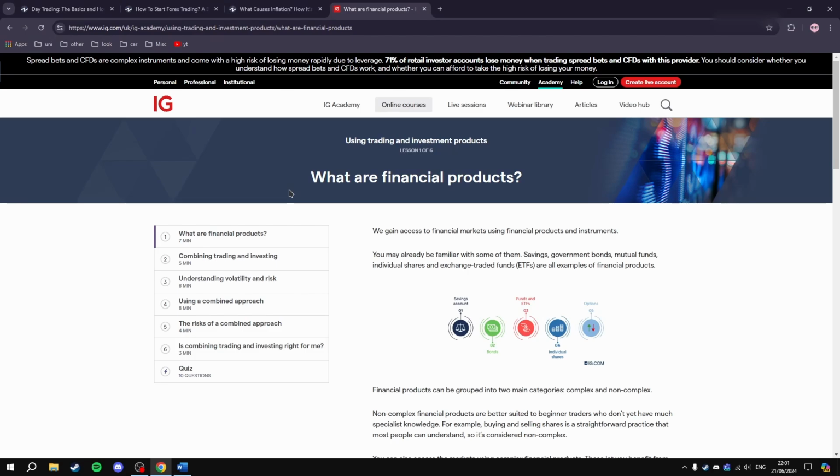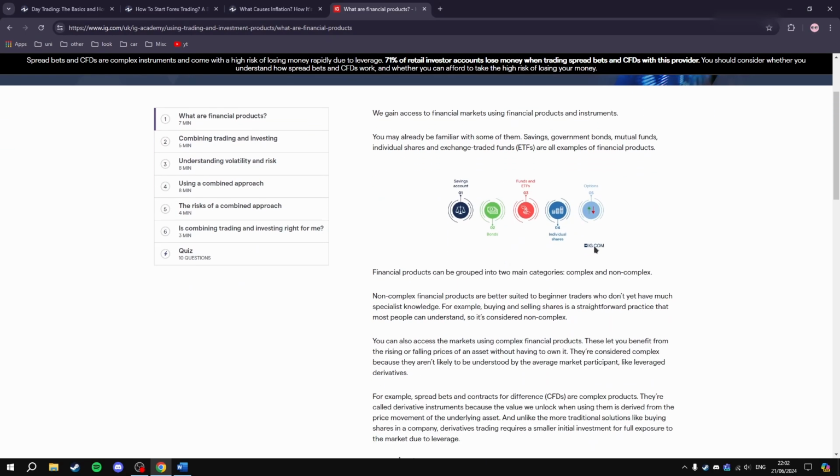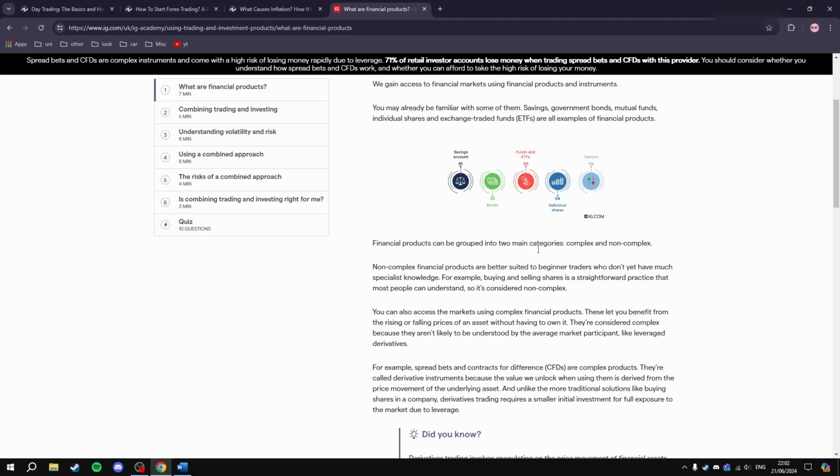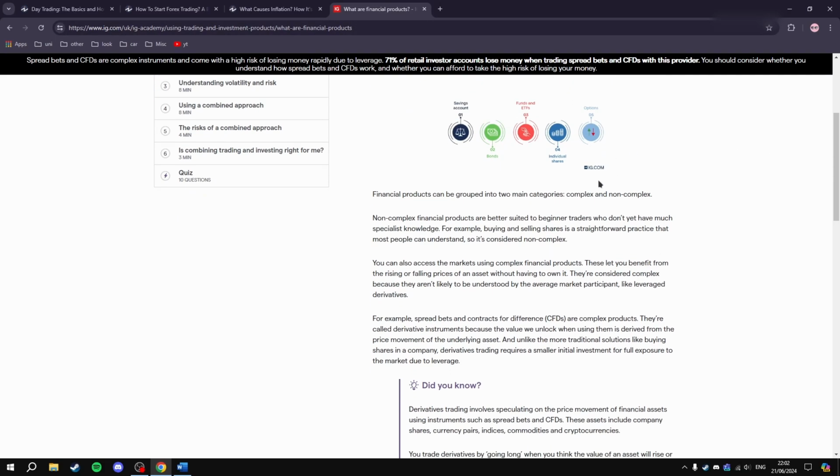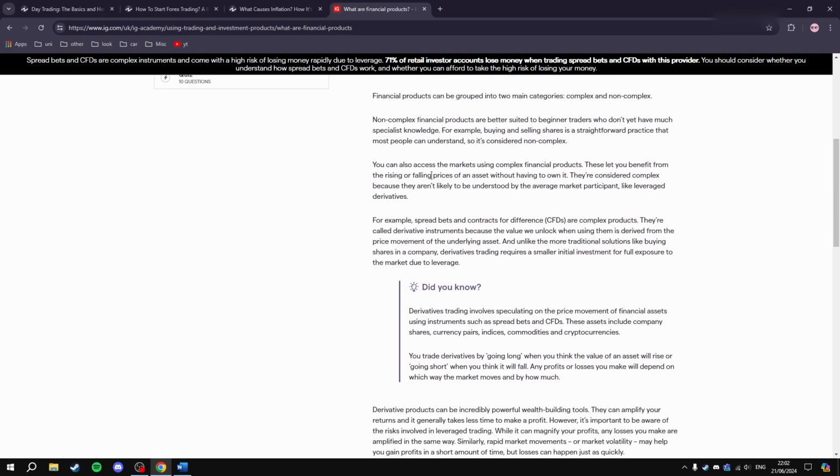We gain access to financial markets using financial products and instruments. You may already be familiar with some of them: savings, government bonds, mutual funds, individual shares, and exchange traded funds, ETFs are all examples of financial products. Nice colourful diagram. Financial products can be grouped into two main categories: complex and non-complex.